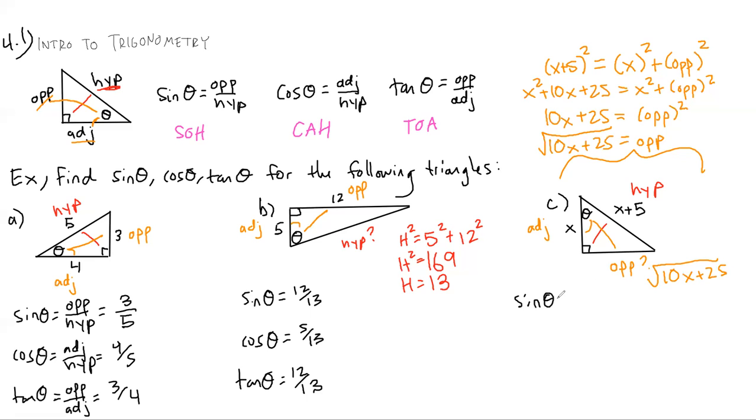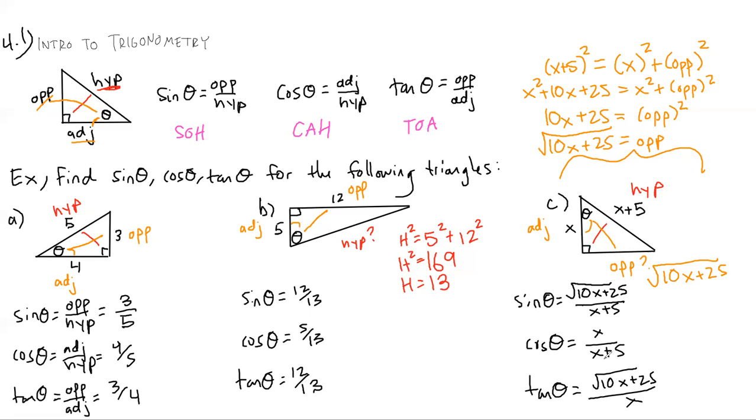So sine theta is the opposite, that horrible root of 10x plus 25, over the hypotenuse, x plus 5. Cos theta is my adjacent, which is x, over hypotenuse, x plus 5. That one's not so bad. And tan theta is going to be my opposite, the root of 10x plus 25, over the adjacent x. So this is basically how we find these sides, and what this is going to do now is allow us to solve for different things in the triangles.